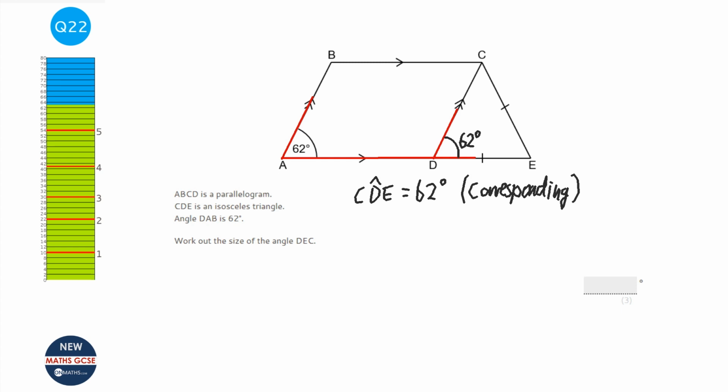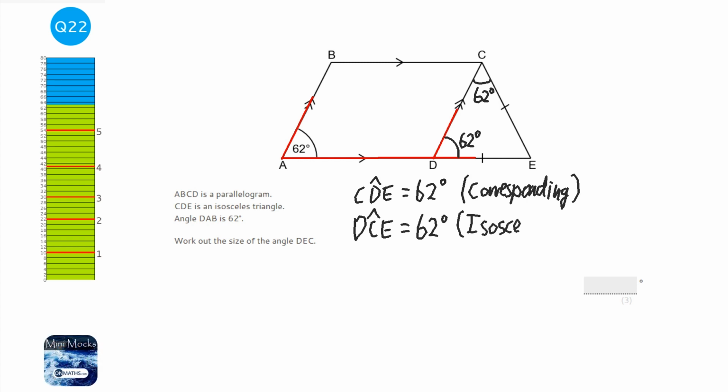Right, now angle DCE, this one here, will also be 62 degrees. And this time it's because the bottom two angles in an isosceles triangle are always equal. Now by bottom I always imagine isosceles being like this. Clearly that isosceles is not like that, but in my head an isosceles is always this way up with the two equal lengths left and right. So it's the bottom two that are always equal. So that's going to be 62 as well.